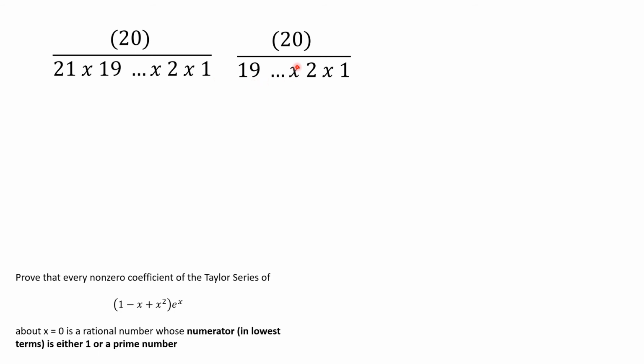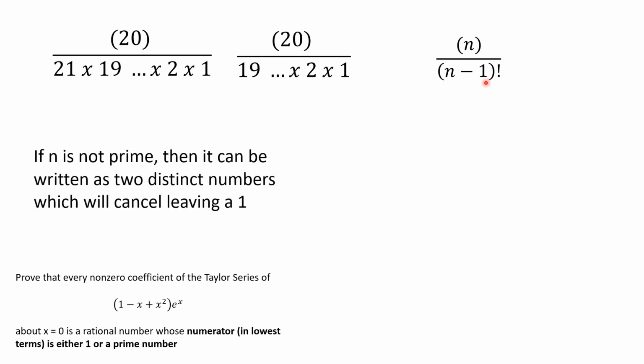So why? We need to show that every time you have a number n, over n minus 1 factorial, you'll be left with either a 1 over or a prime. So let's just generalize that, n over n minus 1 factorial. Our first case is, if n is not prime, then it can be written as two distinct numbers, which will cancel out, leaving a 1.